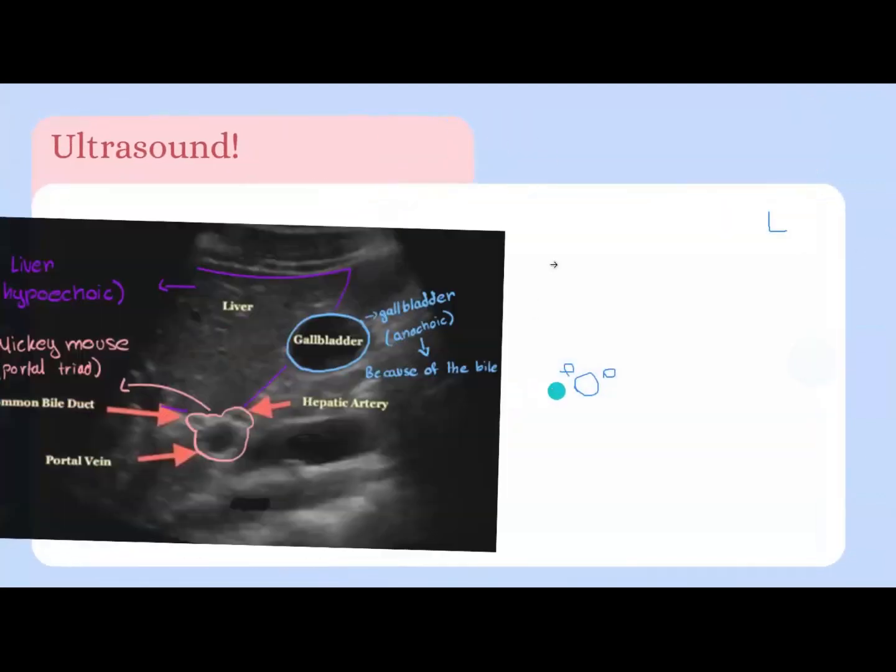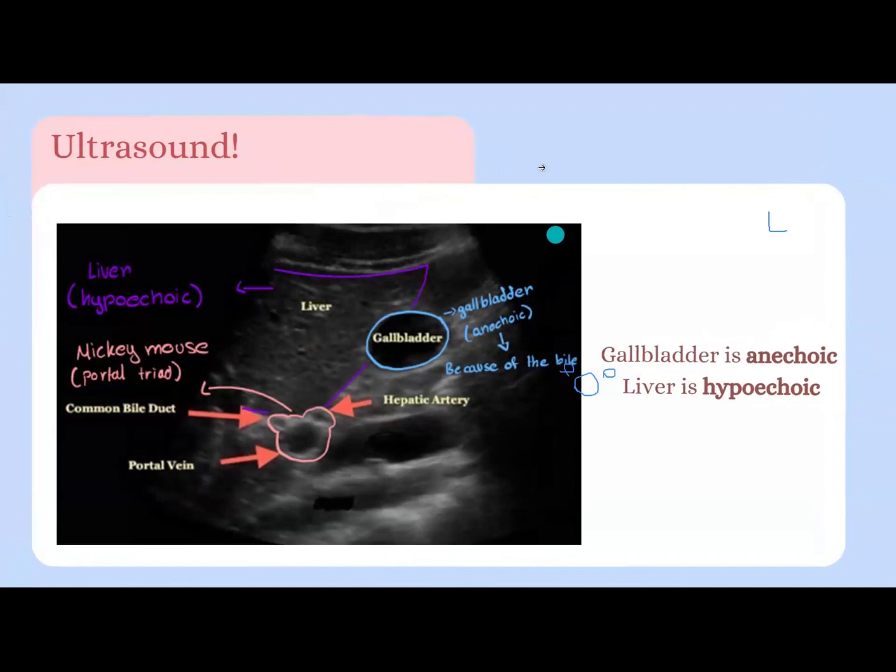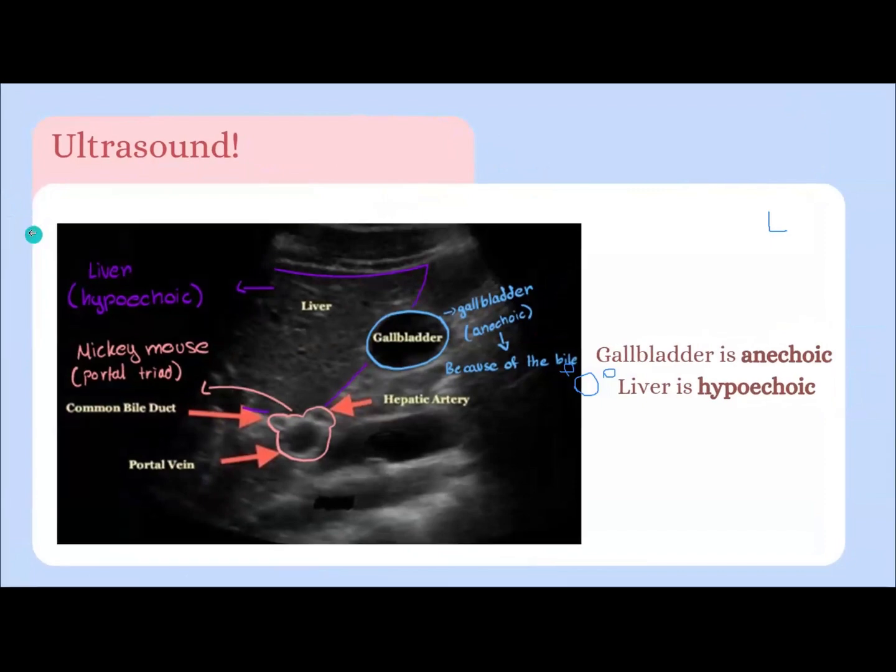Now, there's another picture that they might get you, which is this picture right here. They might ask you to identify different structures. So let's start with the Mickey Mouse. We have the portal vein. On the right of the patient, we have the common bile duct. On the left, we have the hepatic artery. This organ right here is the liver. Now, the liver appears as gray, which is called hypoechoic because it's made up of soft tissue, okay?